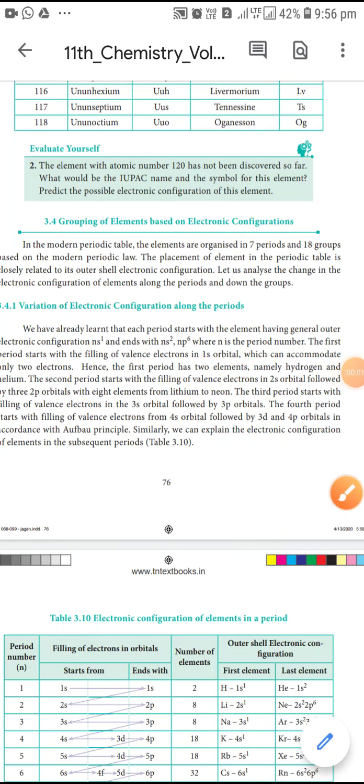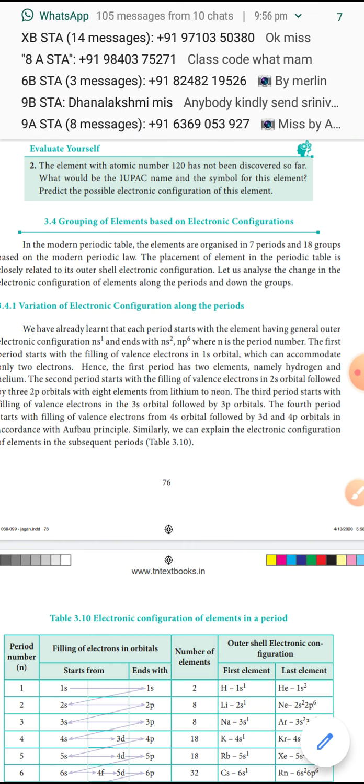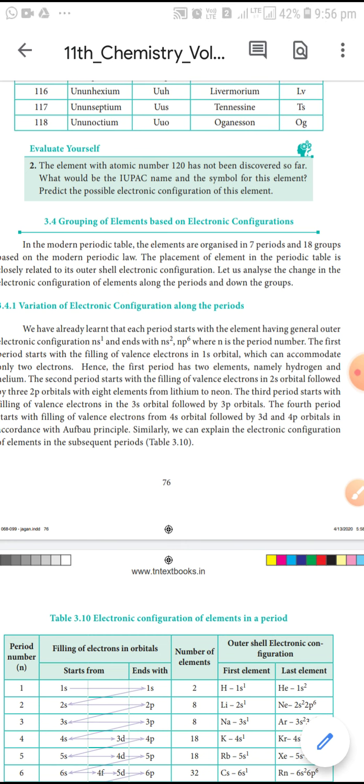Good afternoon, children. Today let us learn about the topic grouping of elements based on electronic configuration. In the modern periodic table, the elements are organized in 7 periods and 18 groups based on the modern periodic law. Okay, 7 periods and 18 groups.